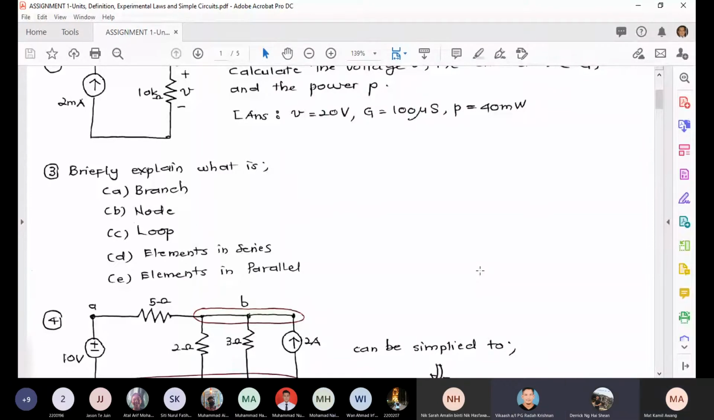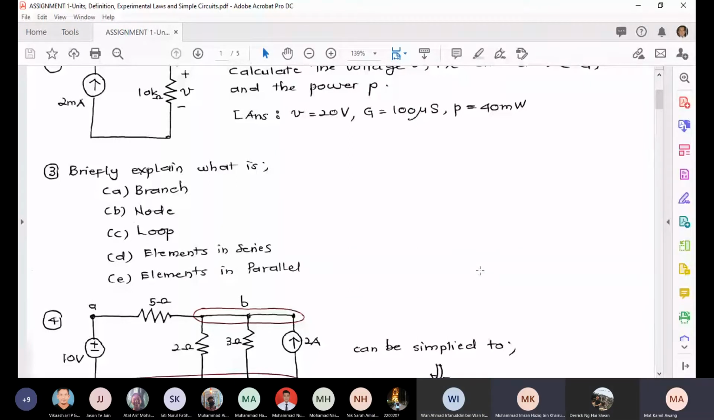What is a node? The point of connection between two or more branches. Yes. What is a loop? A loop is any closed path through the circuit in which no node is encountered more than once.